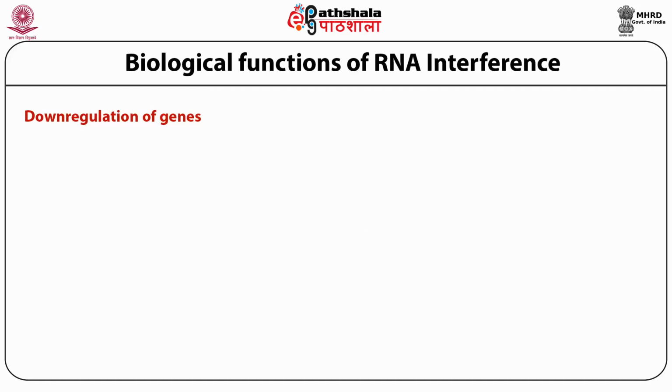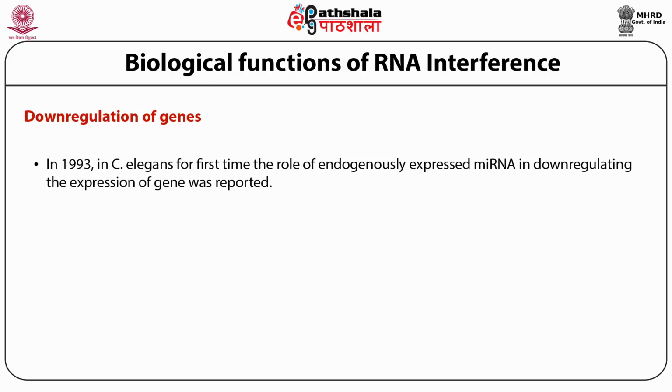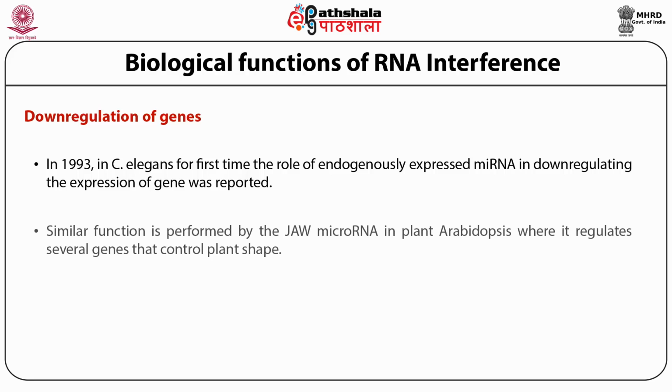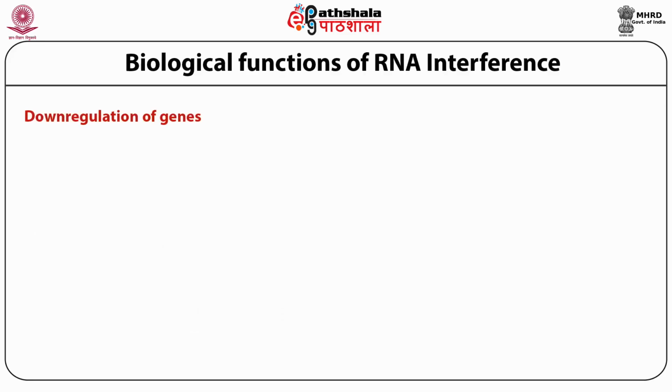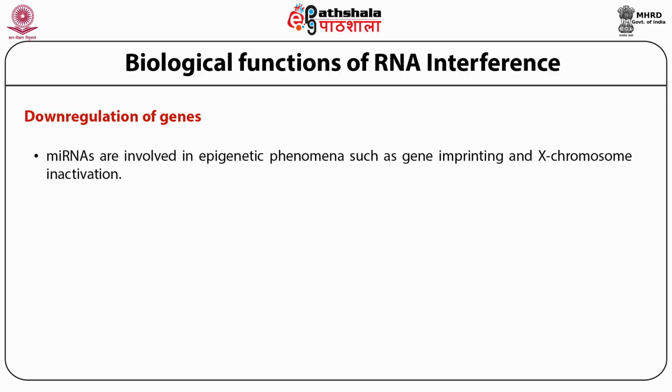It was in the year 1993 in C. elegans that the role of endogenously expressed microRNAs in downregulation of the expression of genes was first reported. A similar function is performed by the JAW microRNA in the plant Arabidopsis, where it regulates several genes that control plant shape. Both intronic and intergenic microRNAs mediate translational repression, regulate development, particularly the timing of morphogenesis, and maintain undifferentiated cell types like the stem cells. RNA interference is involved in epigenetic phenomena such as gene imprinting and X-chromosome inactivation.